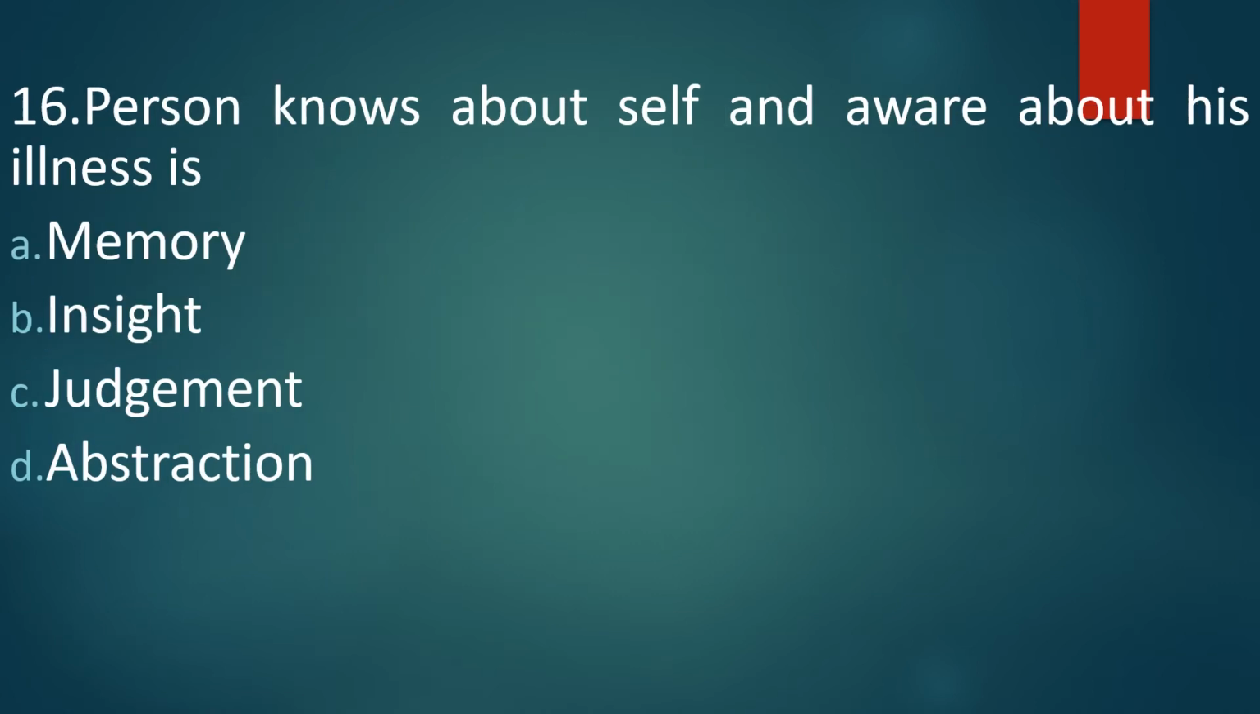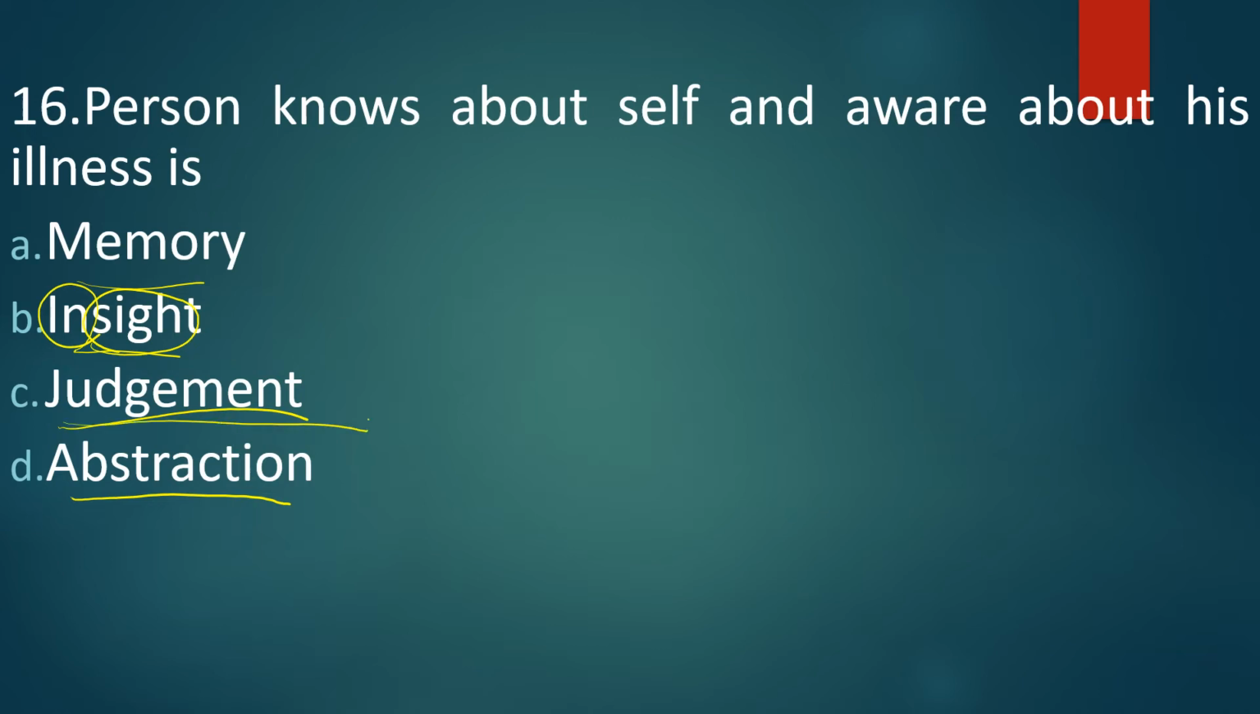Next question is, a person knows about self and is aware about his illness is what? Option A, memory. Option B, insight. Option C, judgment. And option D is abstraction. What is called memory? Memory, remembering. And what is insight? Insight you can understand. Sight is awareness. In means inside awareness.